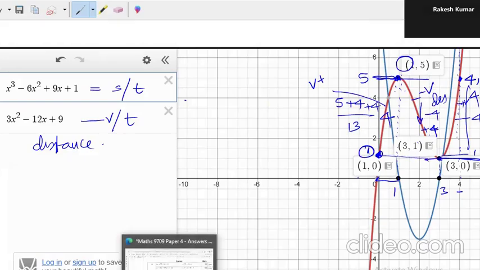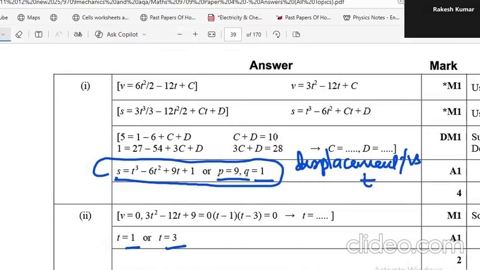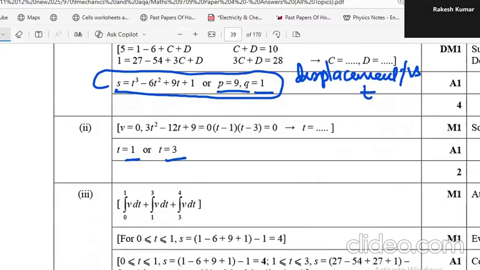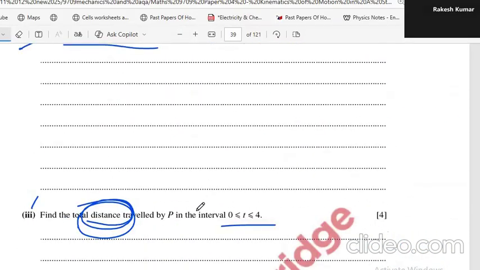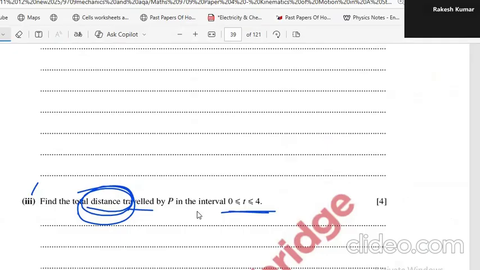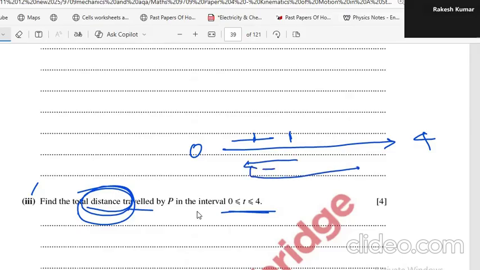When they ask you distance, you'll have to see the direction, because distance is not negative or positive. So in the next part, he says find the distance traveled, 0 to 4. At 1 second it was going positive, then it became negative. Then again at 3 seconds it became positive. So first it was going like this. At t equal to 1, it changed direction. Then at 3 seconds, it again changed direction.